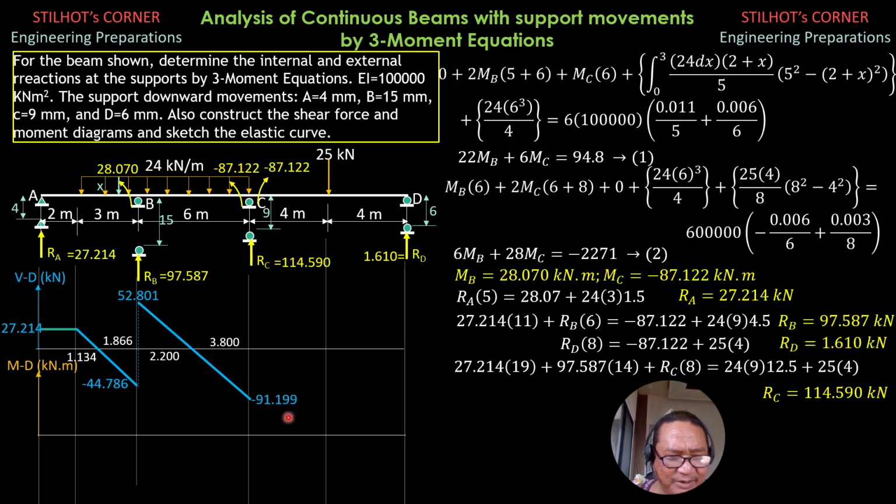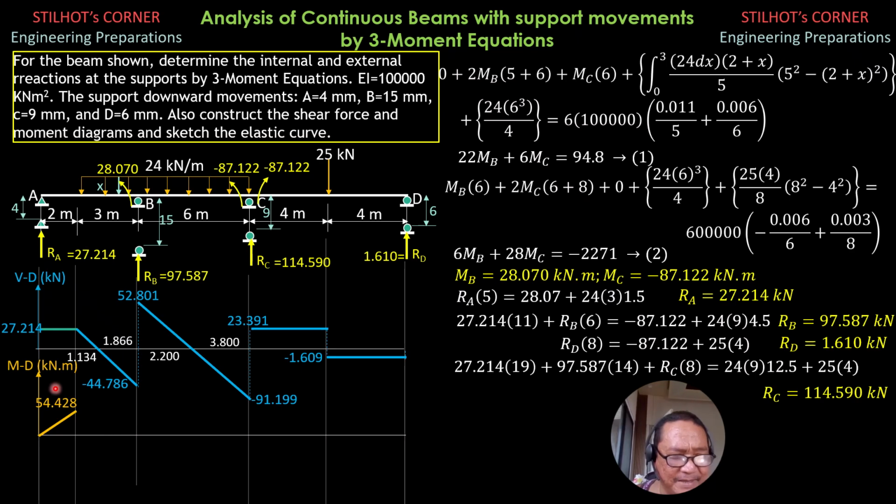Then negative 91.199 plus 114.59, that is equal to 23.391. 23.391, it's constant up to here. Then minus 25, negative 1.609. Then constant again up to here. Negative 1.609 plus 1.61, that's almost 0. So it closes.